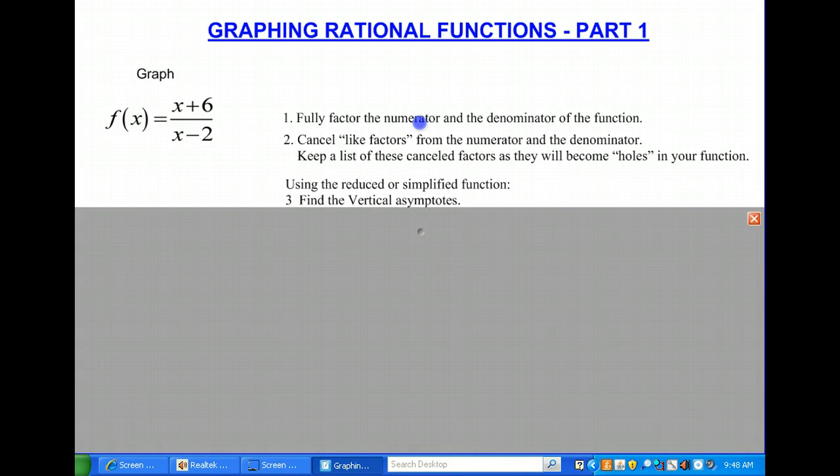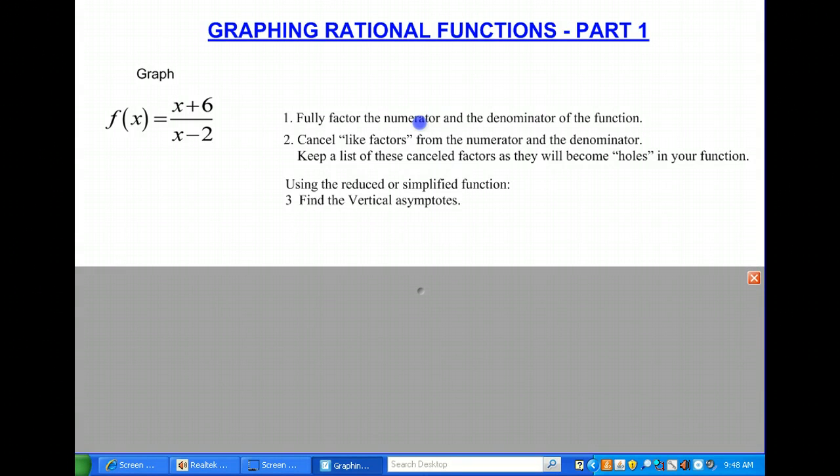Our next step will be to, using the reduced or simplified function, which is what we have, find the vertical asymptotes. And we have learned that in order to find the vertical asymptote, we simply find when the denominator is going to be equal to 0. So in this case, we'll say x minus 2, which is our denominator, equal to 0, and naturally we get x equals 2. x equals 2 will be our vertical asymptote.